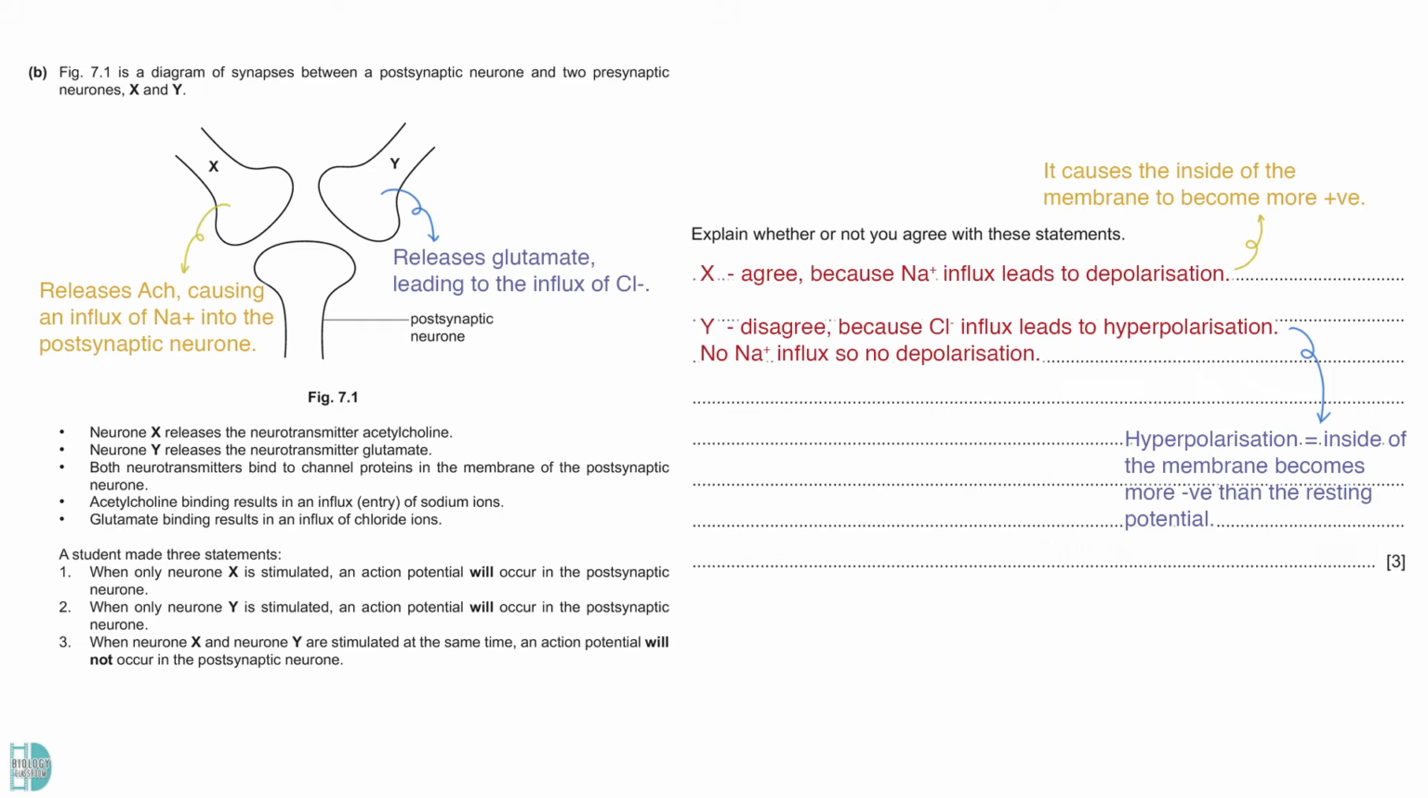Since X is not stimulated, there is no sodium ion influx. The membrane is not depolarized. When both X and Y are stimulated, the influx of sodium and chloride ions will occur. The negative charge of chloride ions balances the positive charge of sodium ions, so the membrane will not be depolarized.